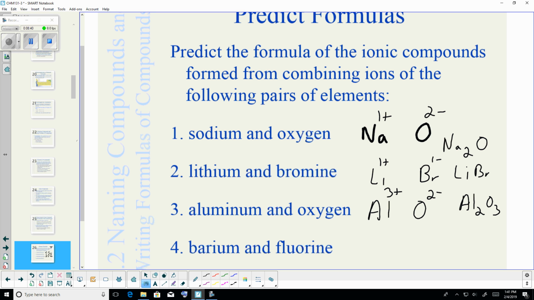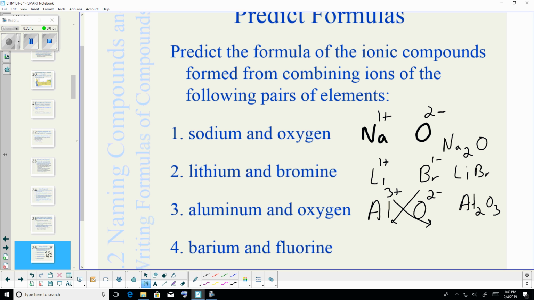Each aluminum is 3 positives, right? So there's 2 of them, so that's 6 positives. You got to figure it out. There you go. That's the hard way of doing it. I'll show you the easy way. You got the charges, right? Crisscross them. Al2O3.